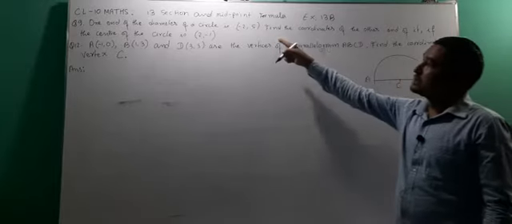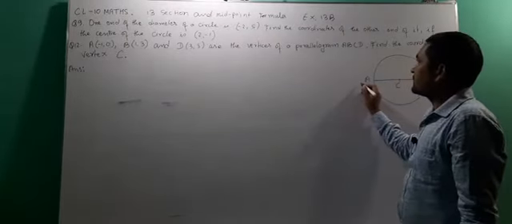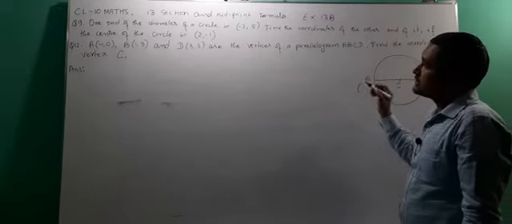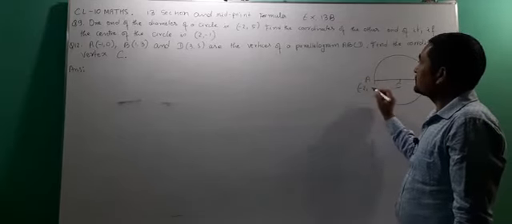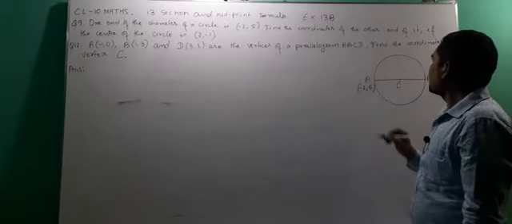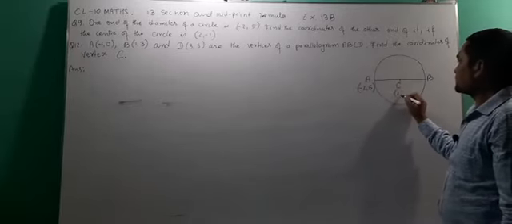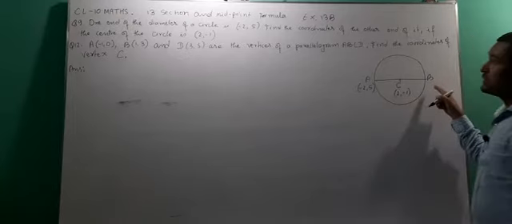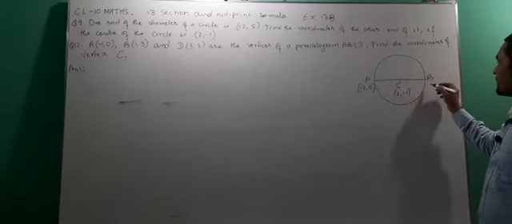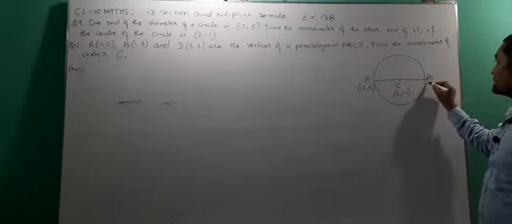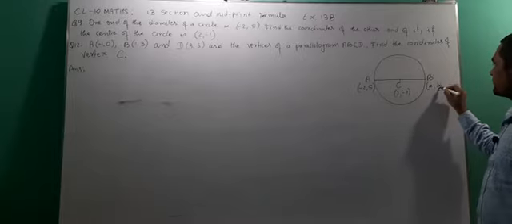Then one end of the diameter is given. That means one end of the diameter is (-2, 5). Then the center is given. The center is (2, -1), and there is no value for the other end. We can mark any letter for this one. Let's mark it (a, b).